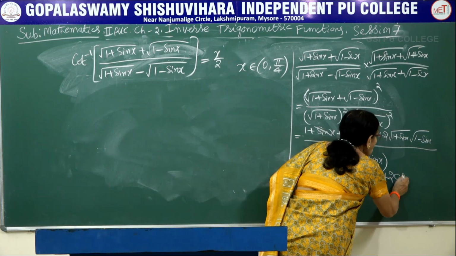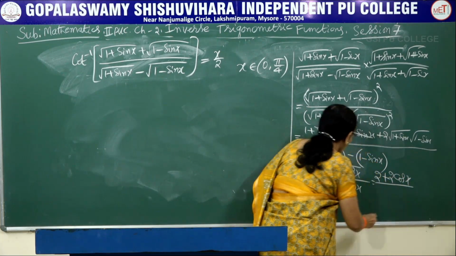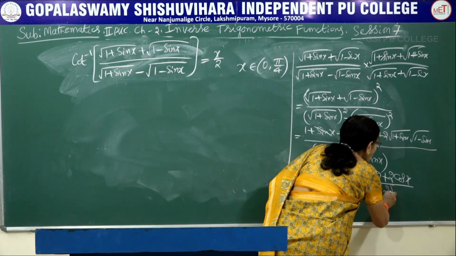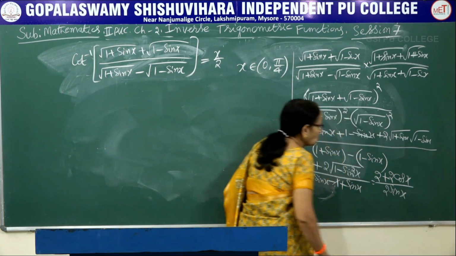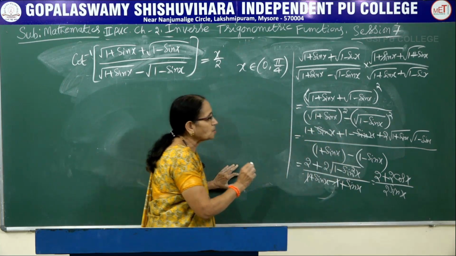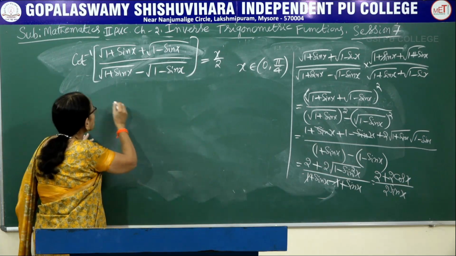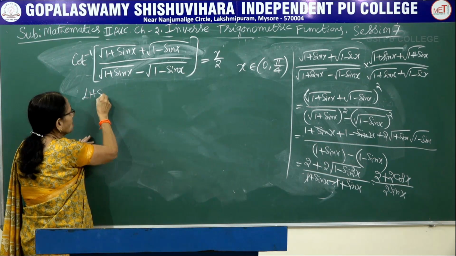So we get here 2 plus 2 cos x, and in the denominator 1 sin x plus another sin x, it is 2 sin x. So what we have got here? 2 plus 2 cos x over 2 sin x. Now let us come to the left hand side part here.